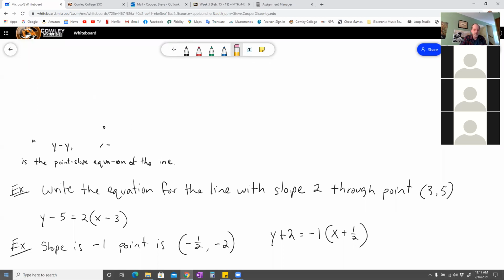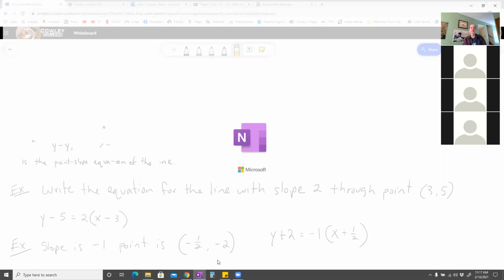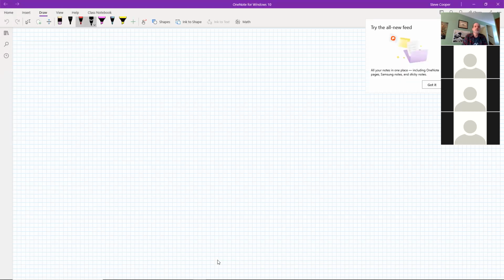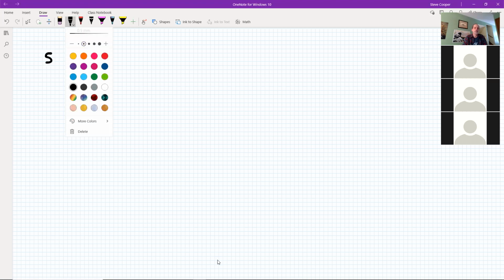Okay, I think I'm going to move over to a different app that I know a little better, so I'm going to scrap that. Okay, so now we're going to look at the slope-intercept form.